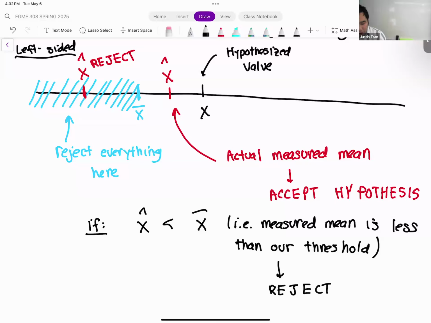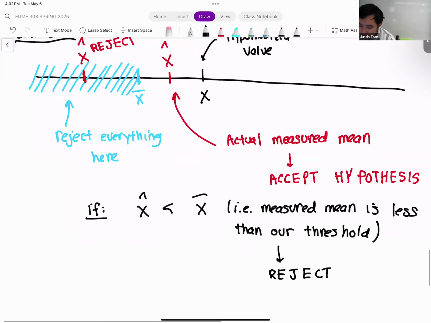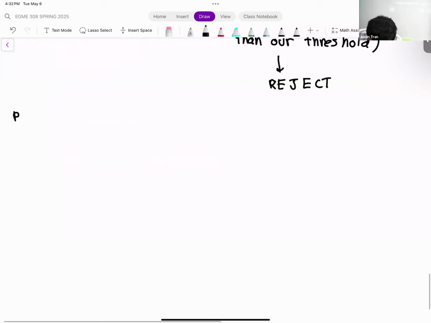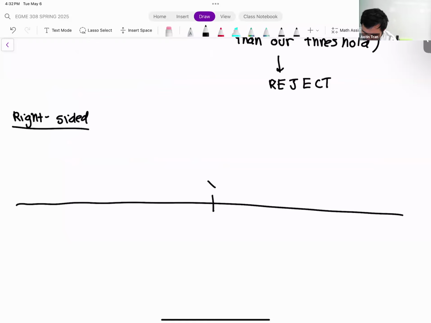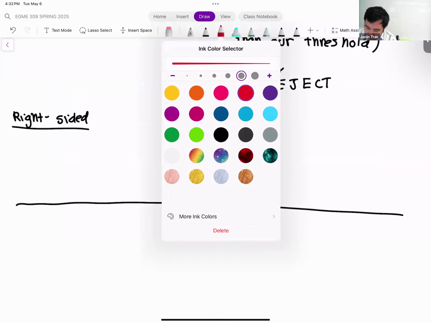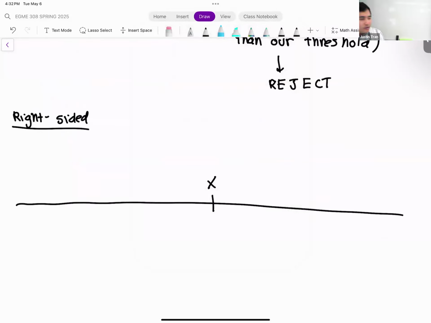Okay, so let's see what the rejection region looks like for a right-sided alternative. For a right-sided alternative, we have our hypothesized value here. The value of t that you look up in the table is always going to be a positive number. And so that means your rejection region is going to be to the right of your hypothesized value. So this is going to be x bar, and we're going to reject everything that's out to the right here.